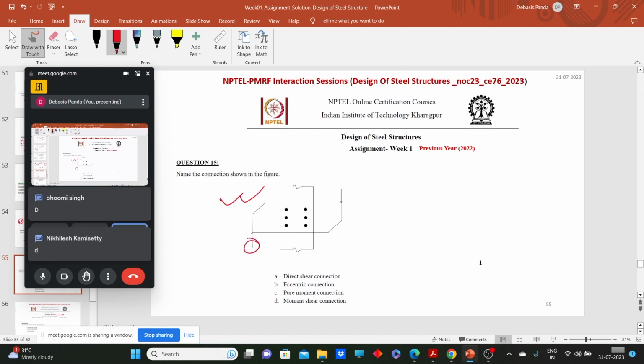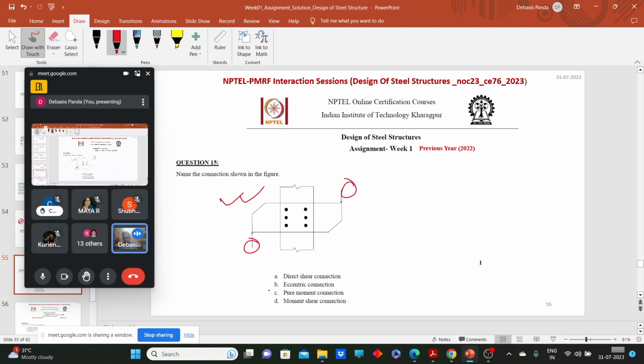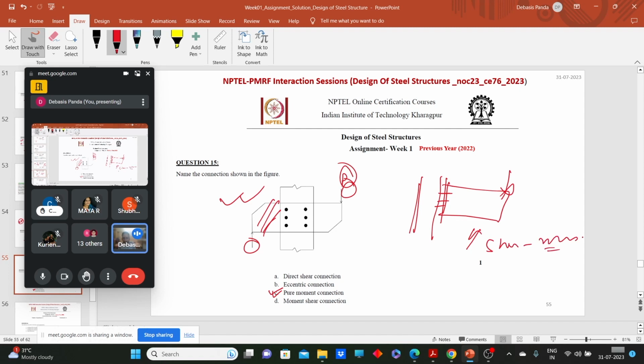The couple is acting here, here and here. Only the couple is acting here. So it's a pure moment connection. I already have shown to you. It's a pure moment. Now, if this portion is not there and only P is there, then we call it an eccentric connection. And more precisely, if we have this kind of connections, like if we have the connections here with the bolts and gusset plate here, what do we call it? Shear moment. Okay.